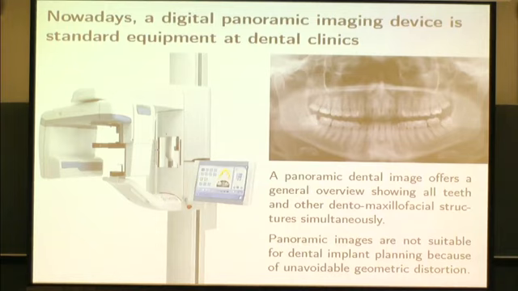But it has some geometric distortion inherent. So accurate measurements are not possible based on this kind of an image. And the same goes with just one X-ray intraoral image. There is some distortion always involved and overlapping of tissues.